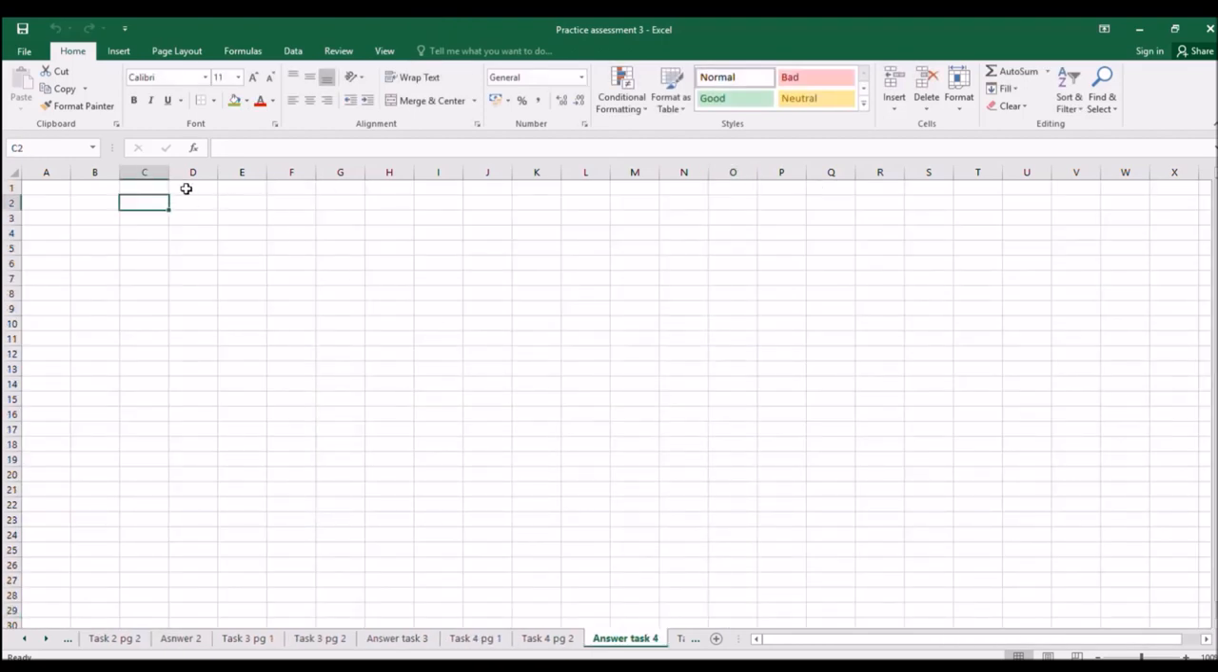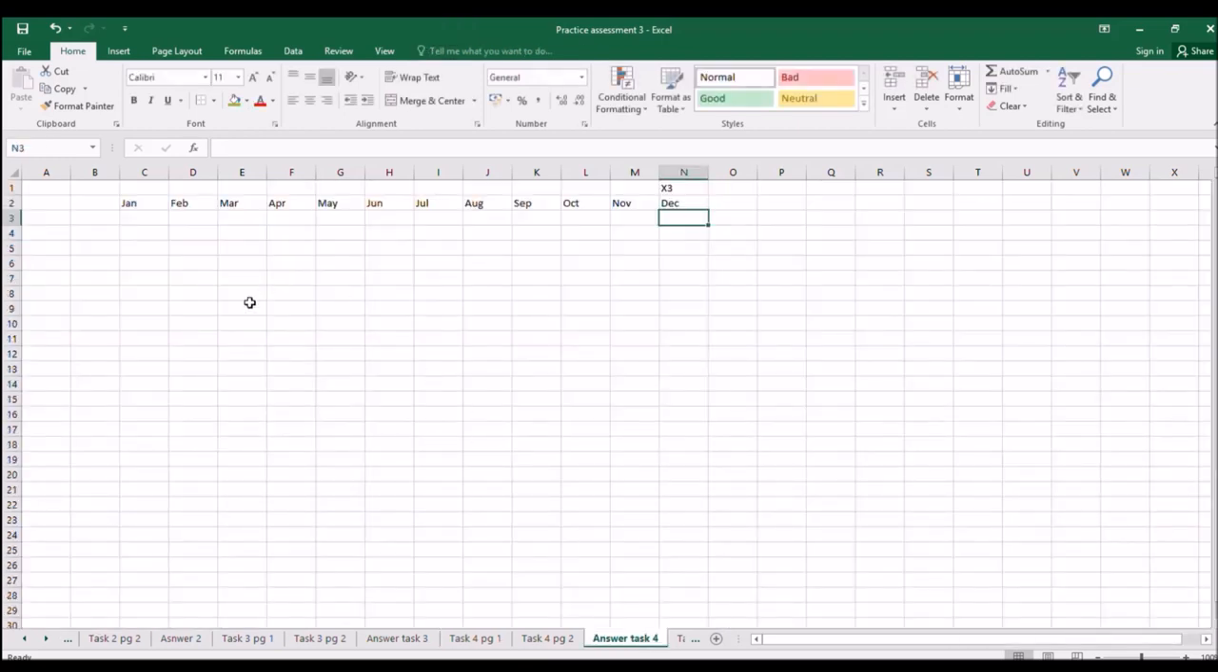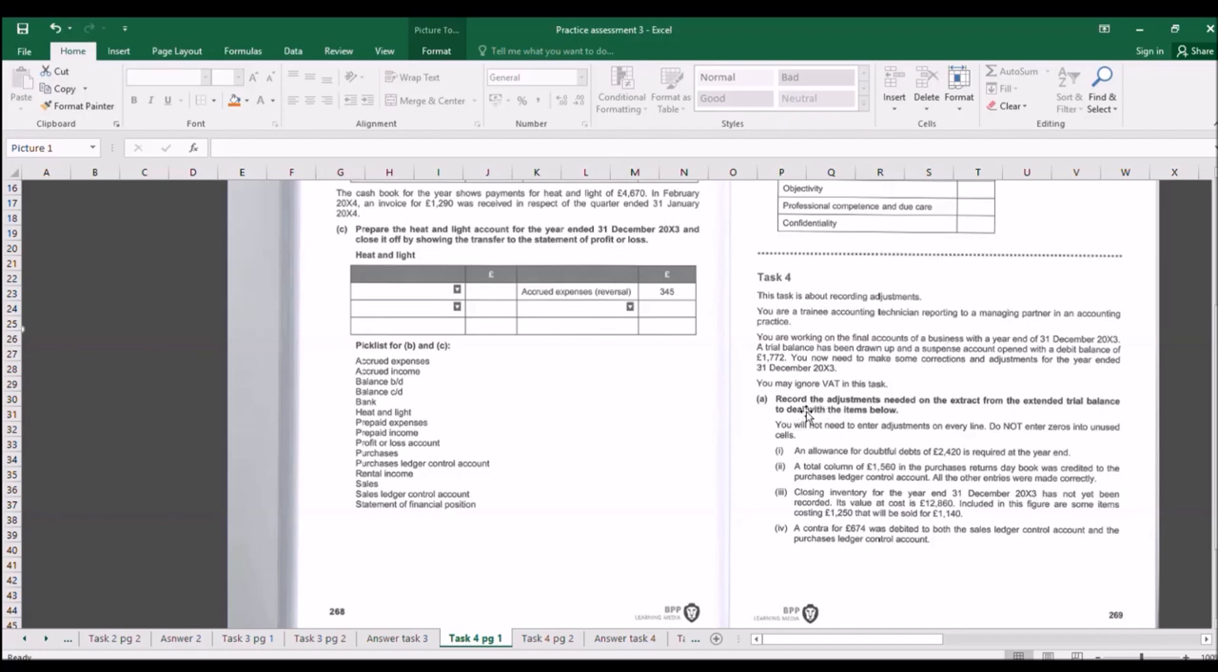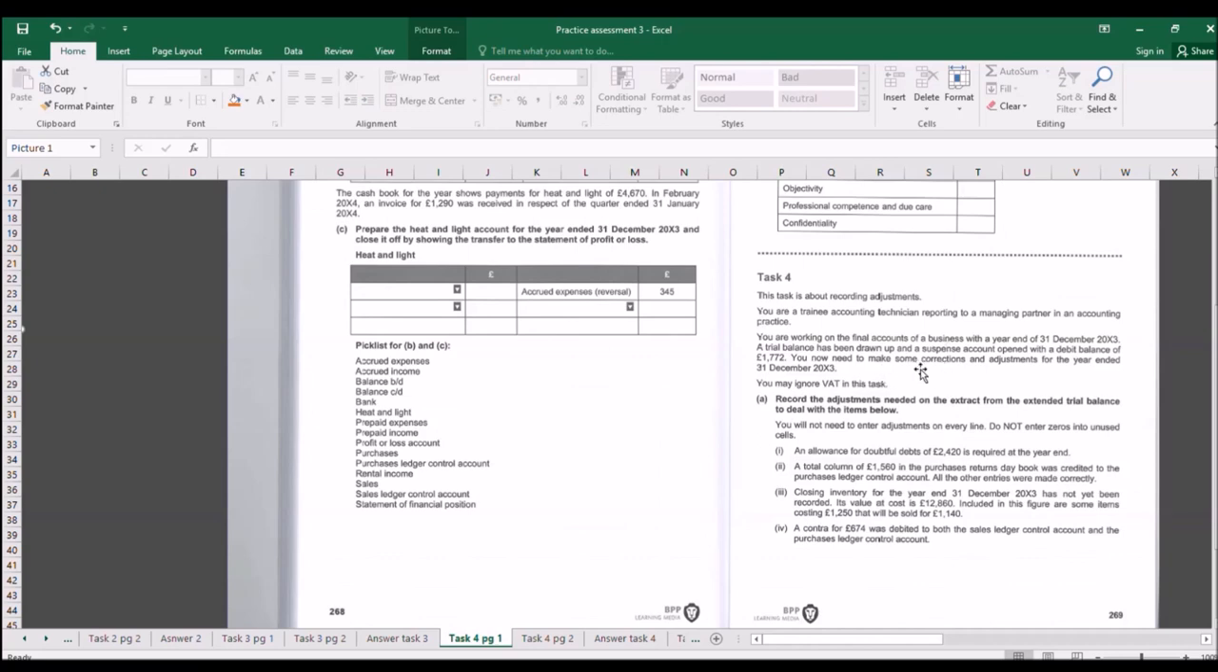So let's put in our X3S. I suspect that we're going to be needing this for some kind of prepayments and accruals, but we'll see what happens. Okay. Trial balance has been drawn up. The suspense account, always a suspense account, opened up with a debit balance of 1772. So we've got a suspense account here. Always make sure that you put down your T accounts before you start reading anything. We've got a debit balance of 1772. Now you need to make some corrections and adjustments for the year end.